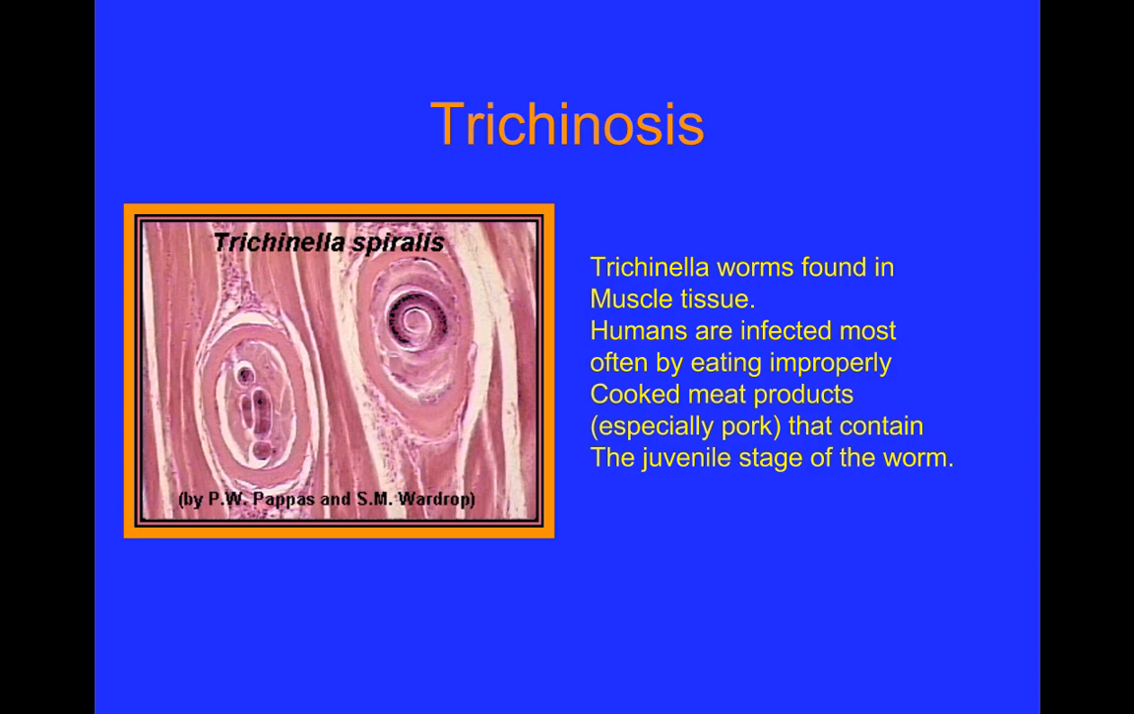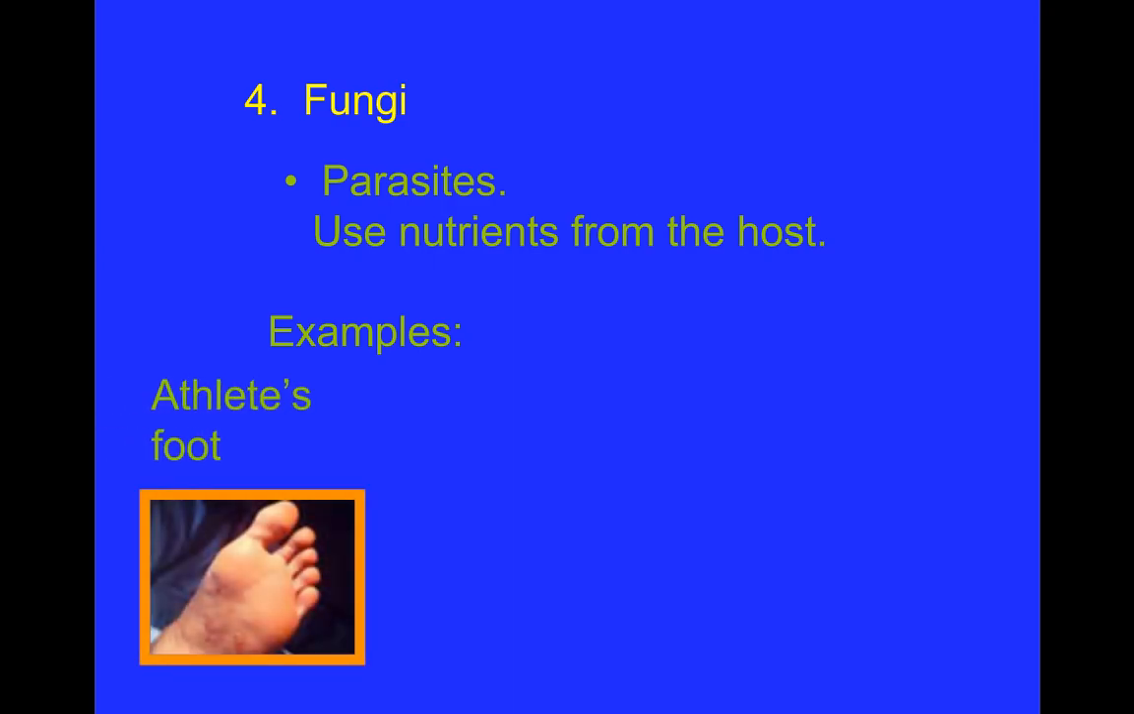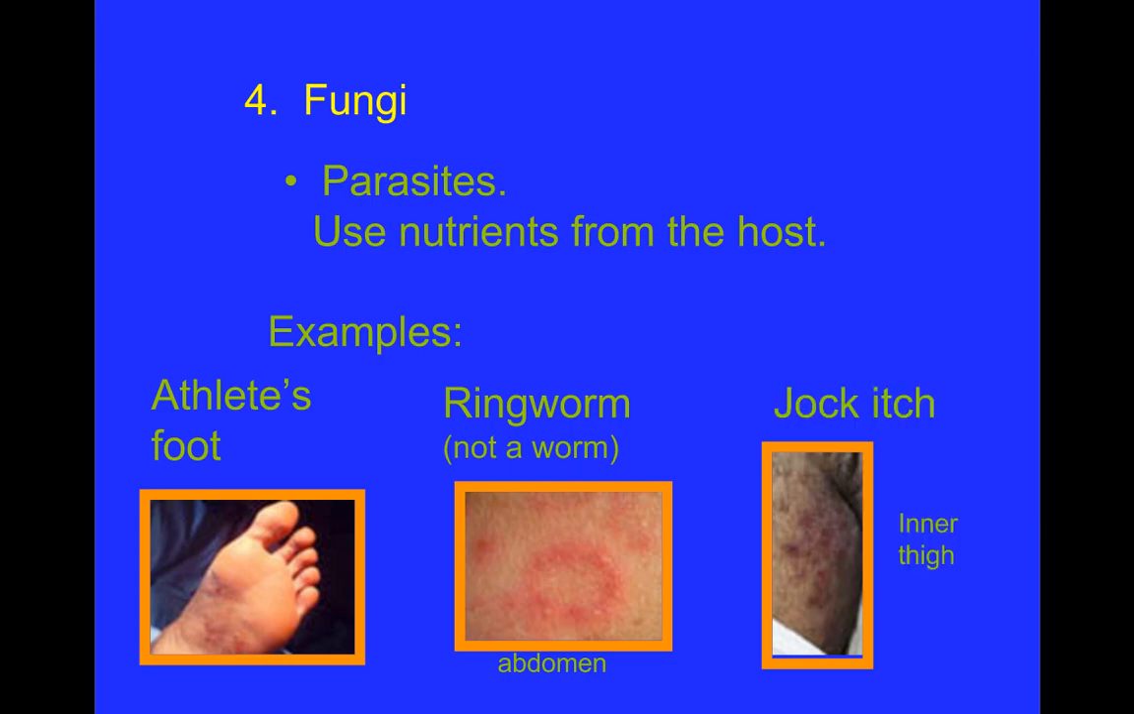And humans can get infected with this worm. And then there are fungi, which are also parasites, and they use nutrients from the host. Some examples of fungi are athlete's foot, ringworm, which is not actually a worm, it's actually a fungus, and jock itch. All of these use moisture and lack of cleanliness to be able to attach themselves to the body, and heat also plays a role, as these parasites will enter and attach themselves to the skin.